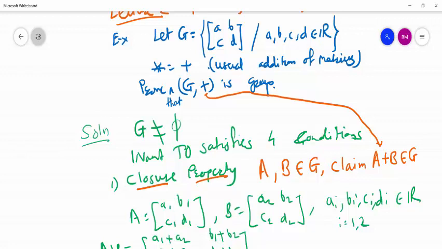So in short, if you observe the structure, this is a 2 by 2 matrix, so that must belong to set G. And this is not only true for particular A_i, B_i, C_i, they are any A_i, B_i, C_i numbers, real numbers. So in short, we can say closure property is satisfied.